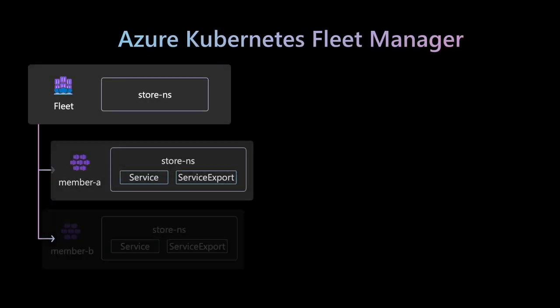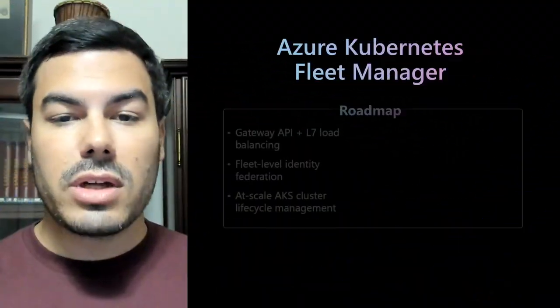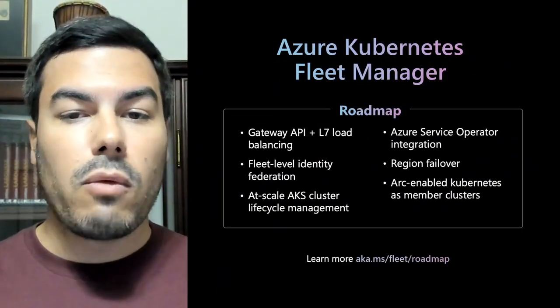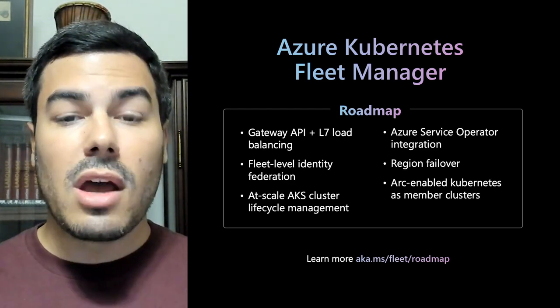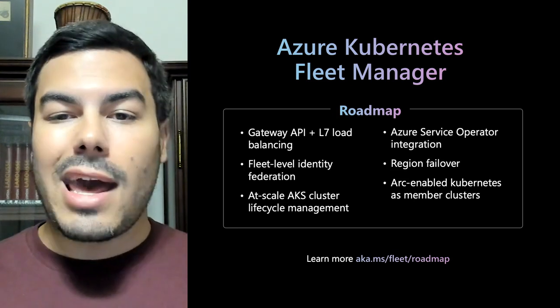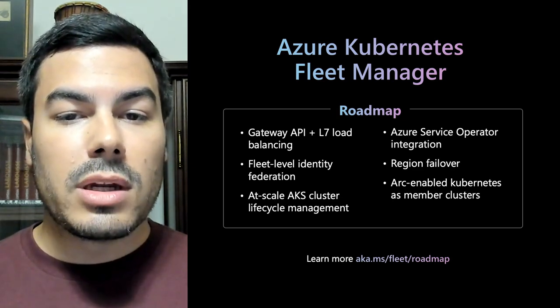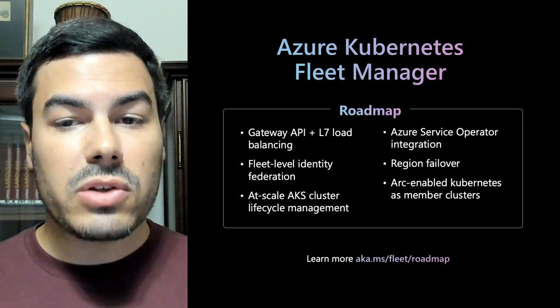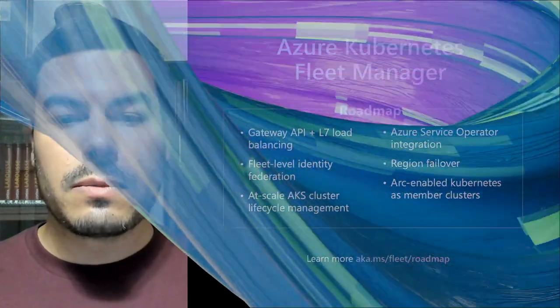Furthermore, you can now set up L4 load balancing with endpoints in different clusters and leverage namespace and service sameness to effectively deploy the same application at scale across clusters or regions. The Azure Kubernetes Fleet Manager has a rich roadmap over the coming months that includes L7 load balancing, multi-cluster service mesh, fleet-level identity federation, at-scale lifecycle management, the Azure Service Operator fully integrated with it, and support for Arc-enabled Kubernetes clusters to be member clusters wherever they are, in the cloud or at the edge.